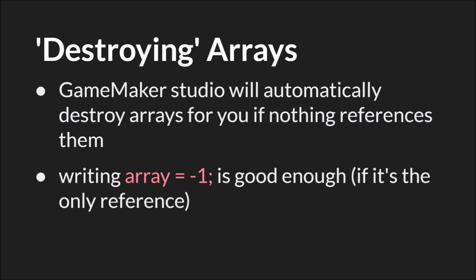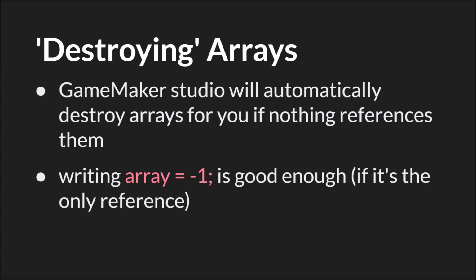Arrays in GameMaker are handled for you. All their memory is handled for you behind the scenes by GameMaker Studio 2. They will automatically destroy the arrays for you if nothing references them. So if you want to destroy an array, all you really need to do is array equals -1, and that would destroy it if there is only one reference to that array. And we'll talk about having multiple references to the array in part 2.